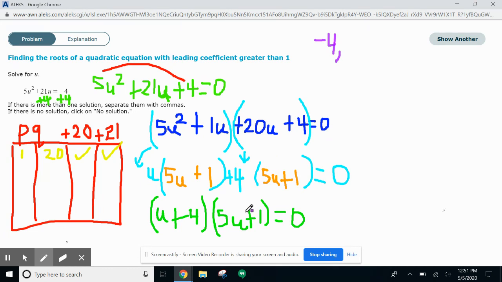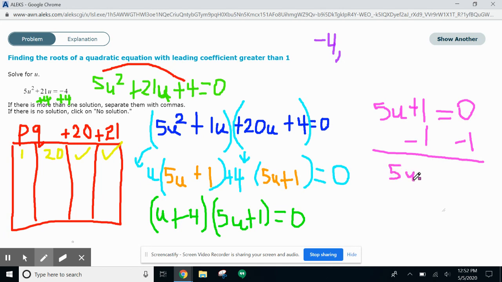And in this one, it's going to be 5u plus 1. So now I'm going to take that one and do that one over here on the side. 5u plus 1. If this one equals 0, I'll have to do minus 1, 5u equals negative 1. Then I'll have to divide both sides by 5.